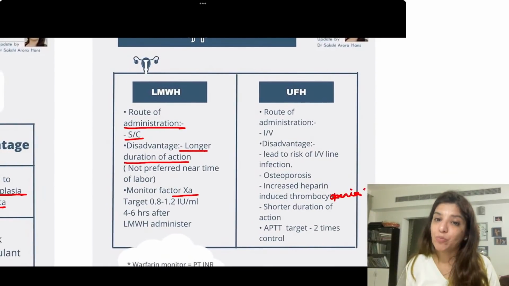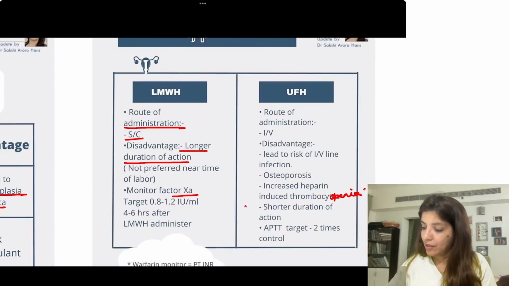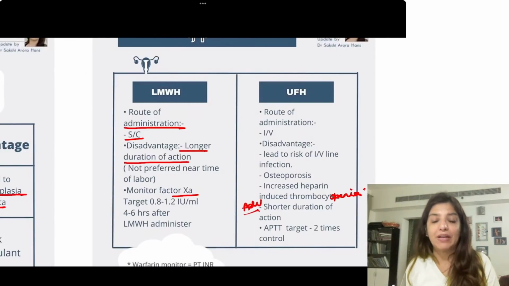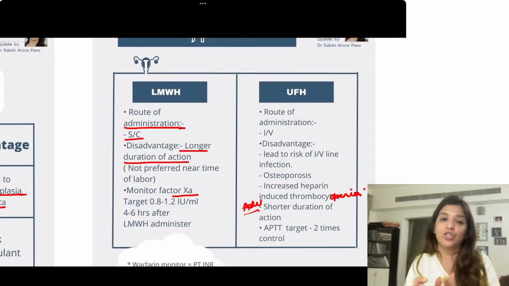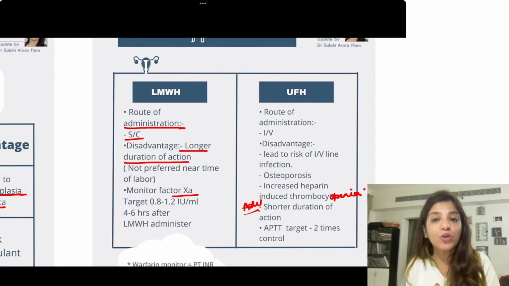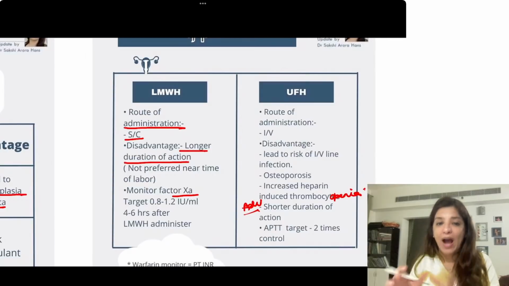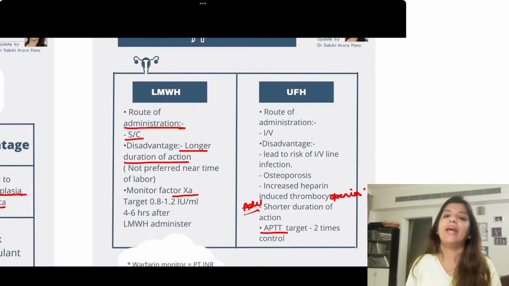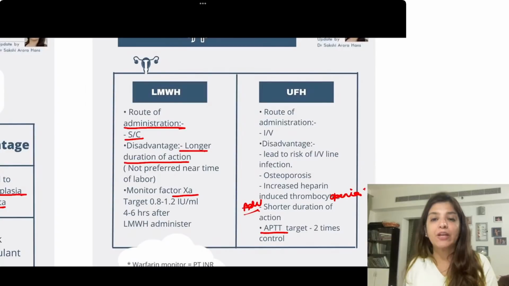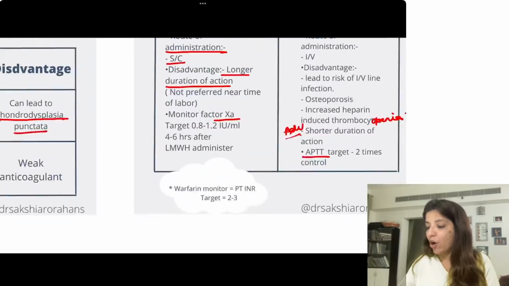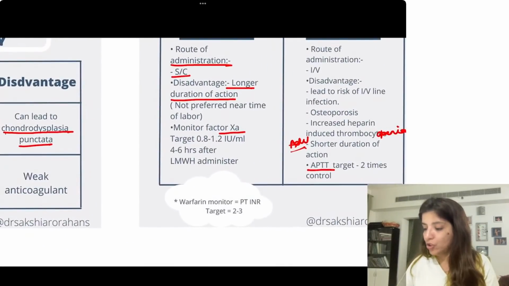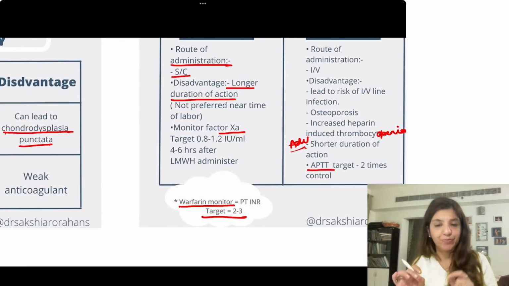Heparin-induced thrombocytopenia. The advantage of unfractionated heparin is it has a shorter duration of action, and whenever you are using unfractionated heparin you have to measure APTT, right? For low molecular weight heparin you measure factor 10A, and for unfractionated heparin you measure APTT, and it should be 2 times the control value, right? Now, whenever you are giving warfarin, you have to monitor PT-INR, and your target is between 2 to 3, right?